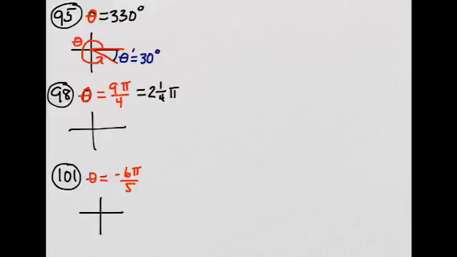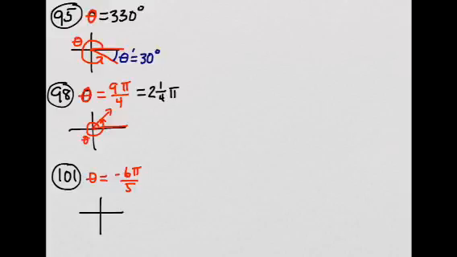So 330 is right here. And so that means that this angle right here has to be 30 degrees. So this is the reference angle. For 98, I converted the 9 pi over 4 into a mixed number, 2 1/4. And so now I'm going to draw the angle. So here's 2 pi, and 1/4 pi would be about here. And so that would be theta.